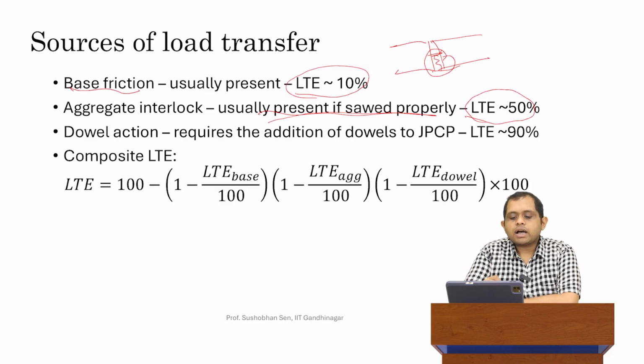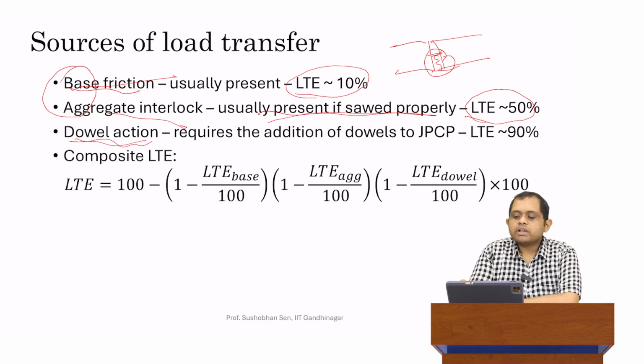I want to point out, I'm not saying that if you don't have base friction and if you have only aggregate interlock, then LTE is around 50%. You will basically always have base friction. It's impossible to eliminate base friction. It's possible to eliminate aggregate interlock by sawing the joint all the way through. It's also possible to eliminate the next factor, which is dowel action, by essentially not putting a dowel, but it's not possible to eliminate base friction. So this 50% is the combined effect of base friction and aggregate interlock, which will give you around 50%. And finally, we have dowel action.